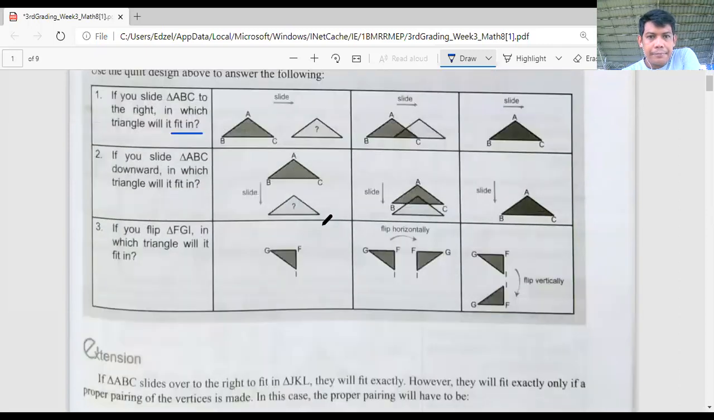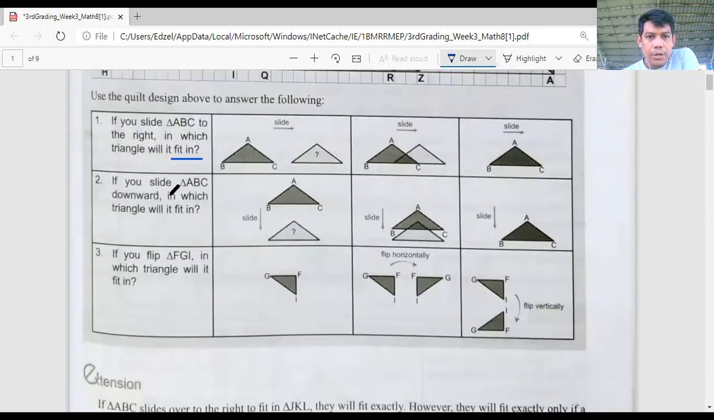Kung mag-fit sila. So example number 2, triangle ABC, if you slide this one, slide na nimo, then mag-fit in sila, they are congruent. If dili sila mag-fit in, no congruency there. Now, example number 3, if you flip triangle FGI, in which triangle will it fit in? Dili lang slide but also flip.